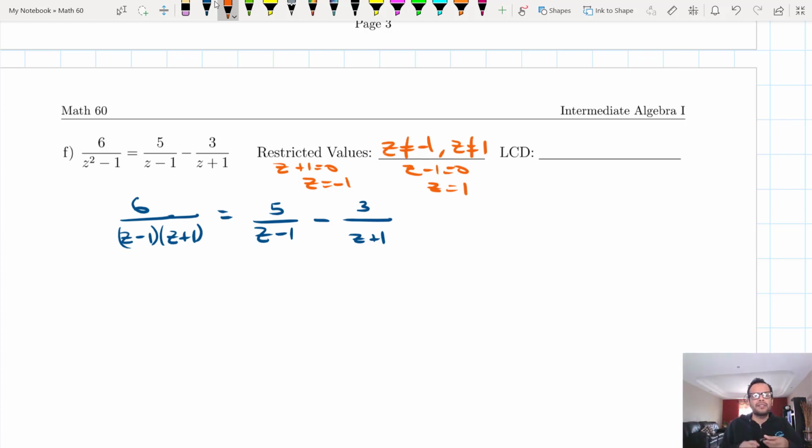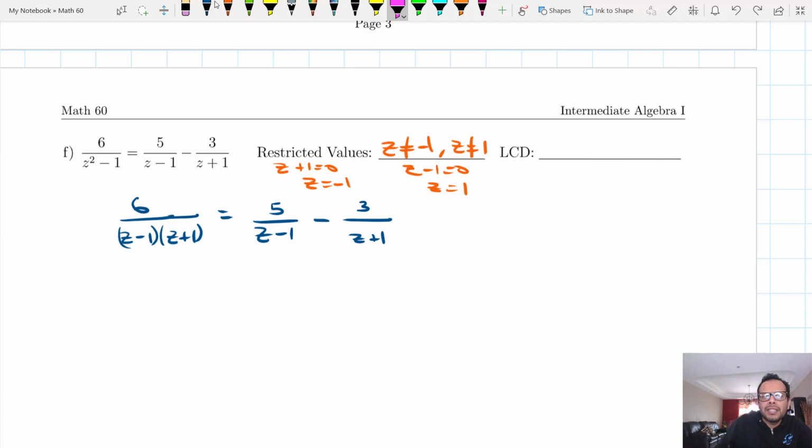And undefined values is not what we want, right? So let's find the LCD. The LCD will be the product of these two factors, the product of the factors z minus 1 and z plus 1, right? Because that's what we also have over here, on the right-hand side of the equation.